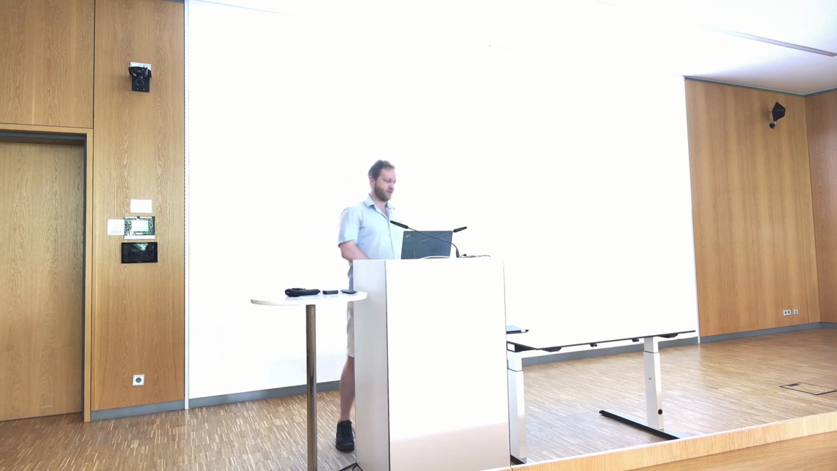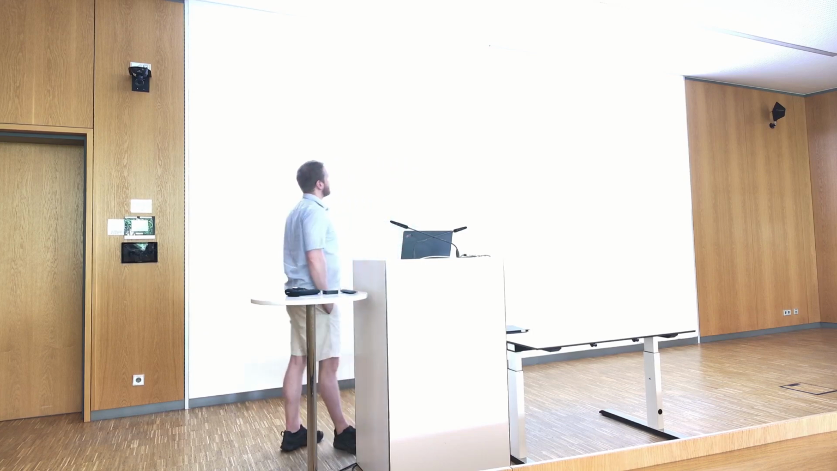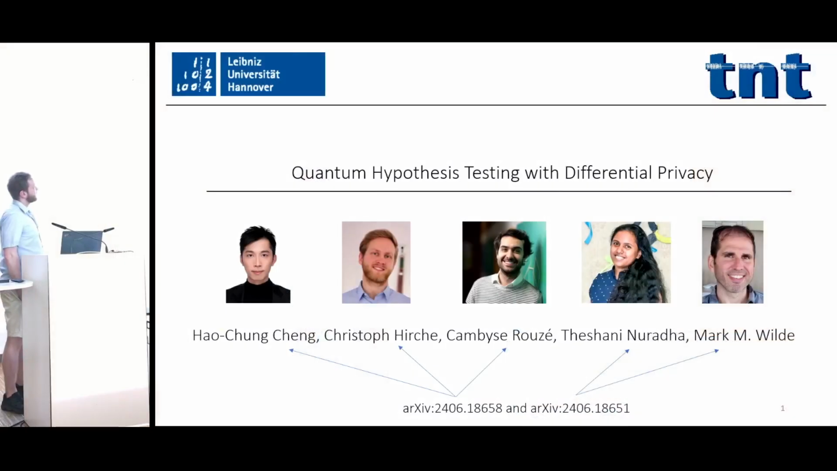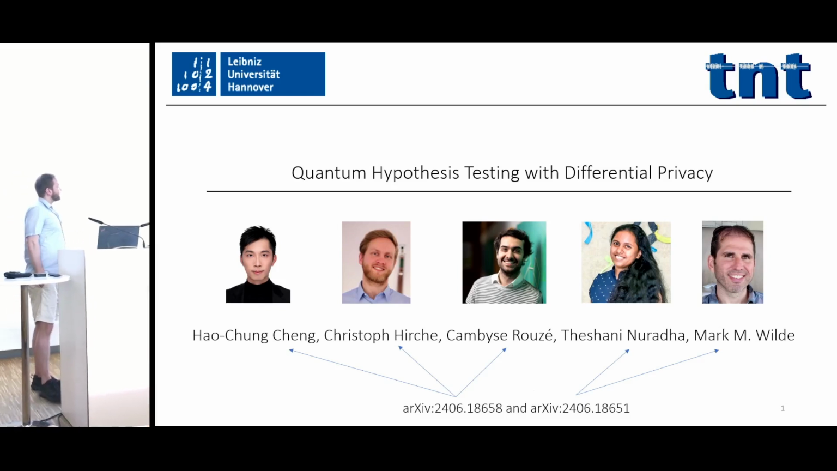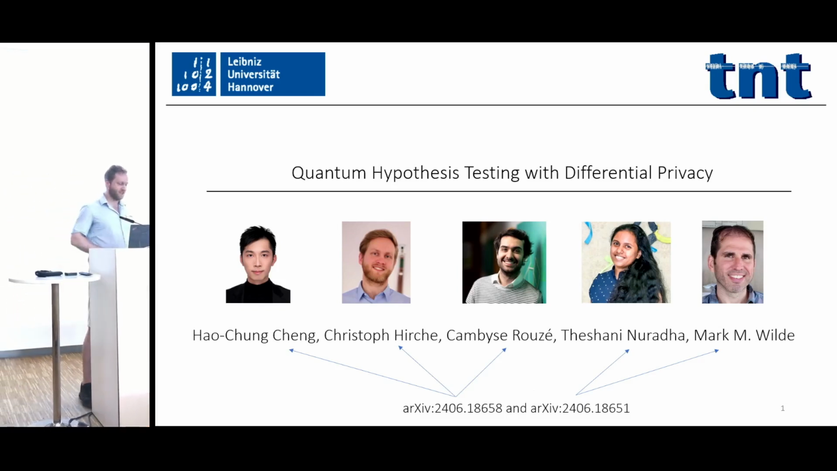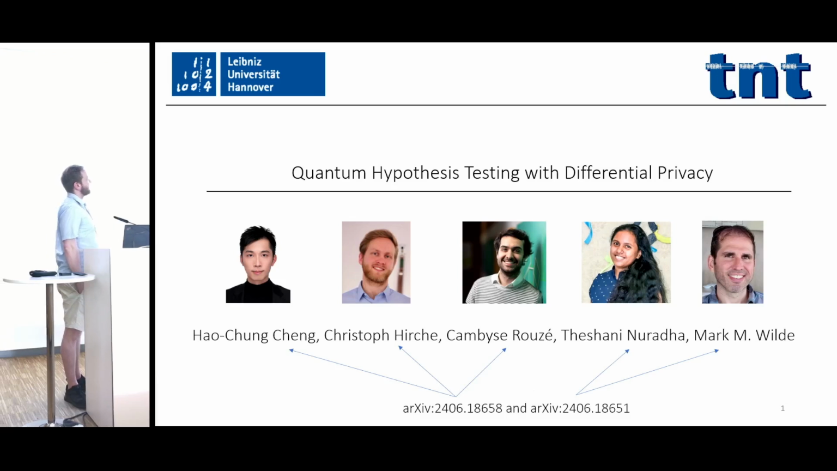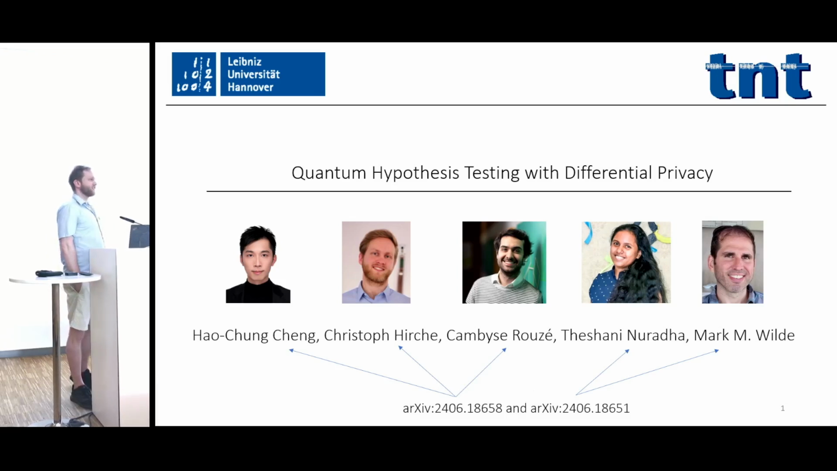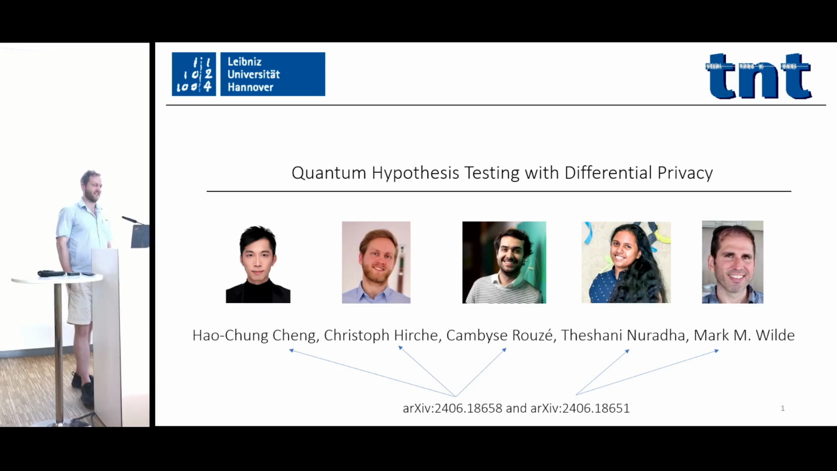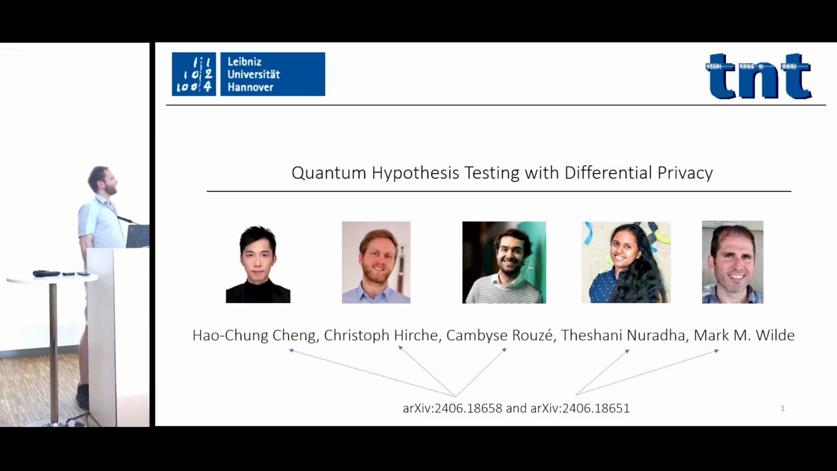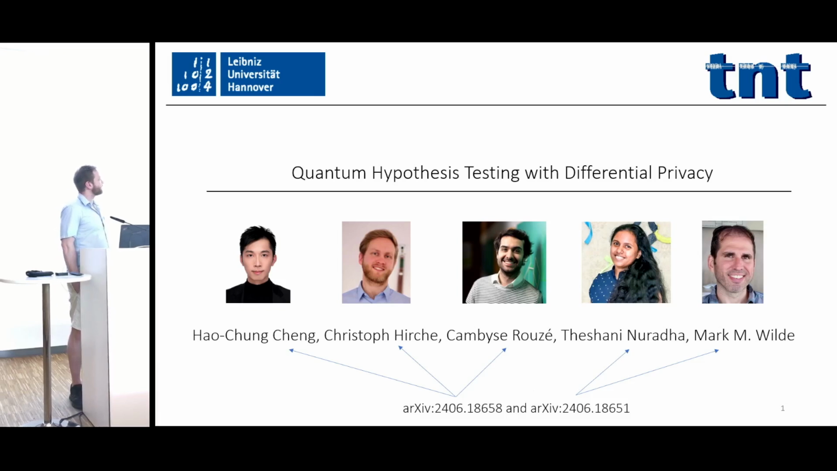This is based on two papers. So you have here a graph of the authors. These are Hao Chong, Cambus, Teshani, and Mark, who are all involved. And you see the two papers here, with disjoint sets of authors. We worked on this at the same time, noticed this last minute, and then decided to publish it on the same day. There's naturally a lot of overlap, so I'm trying to convey the story of both of these papers in this joint talk.